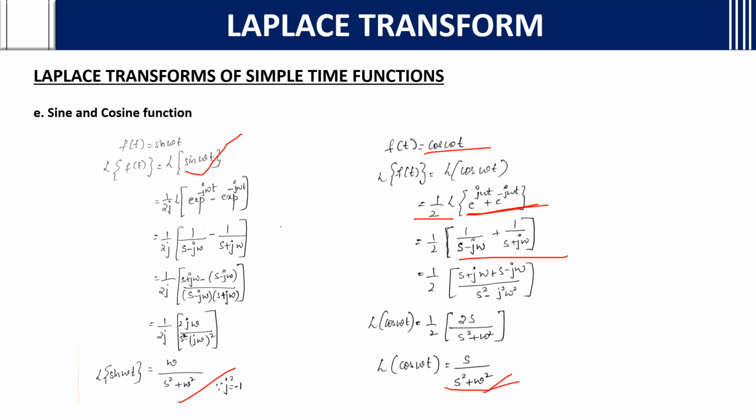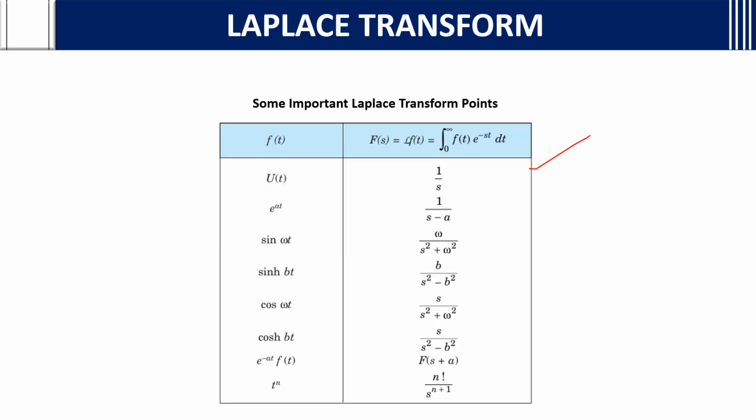You need to know these functions because in sums, you can directly write the Laplace transform of sin omega t or cos omega t. So these simple time functions, you need to remember their Laplace transforms. See, there is a table of some important Laplace transform pairs. You know that u of t is 1 by s, as we have solved.